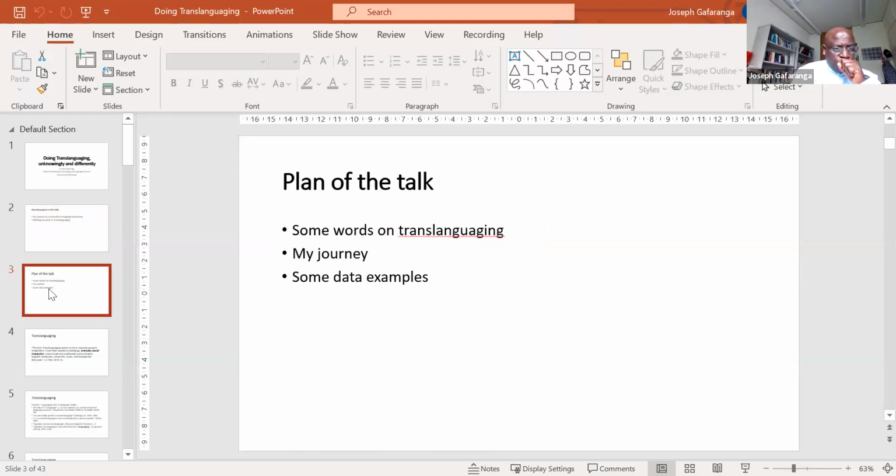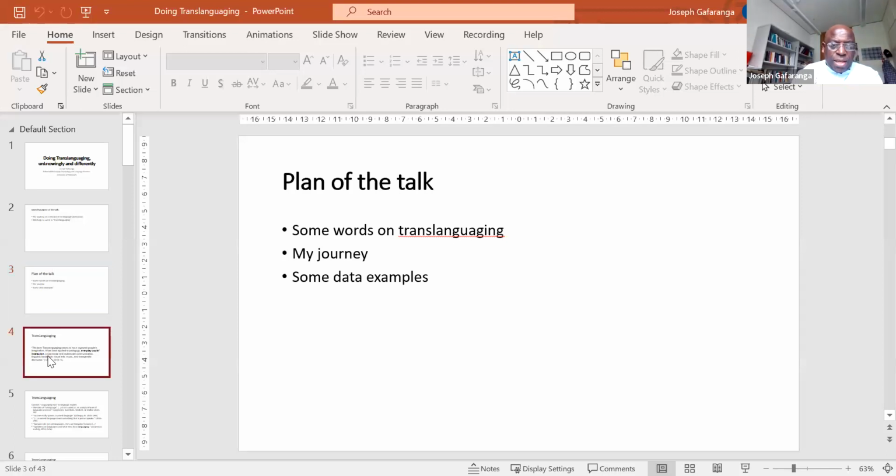And we will have three steps. I'll just flash some words about translanguaging, and pick up a few which are relevant for the talk. Then I will go over my work, again picking up what I consider to be relevant. And at the end, we will look at some data to show exactly how what I do relates or doesn't relate or differs from translanguaging.